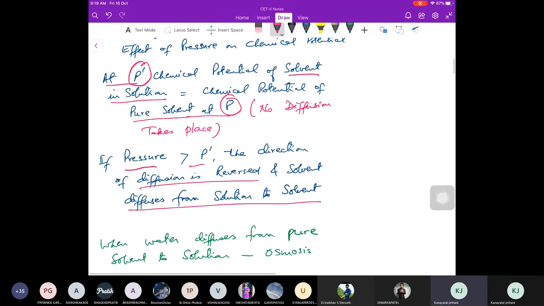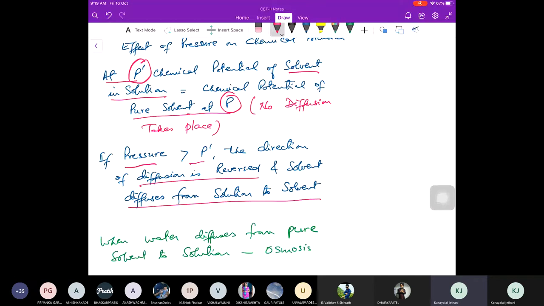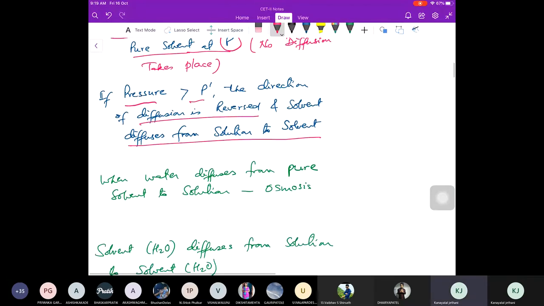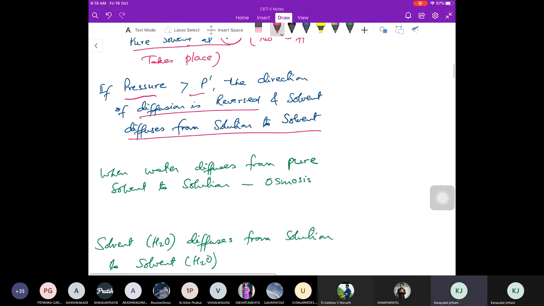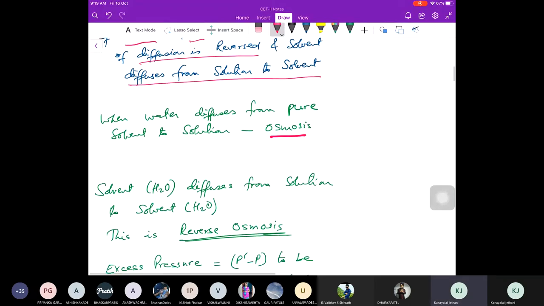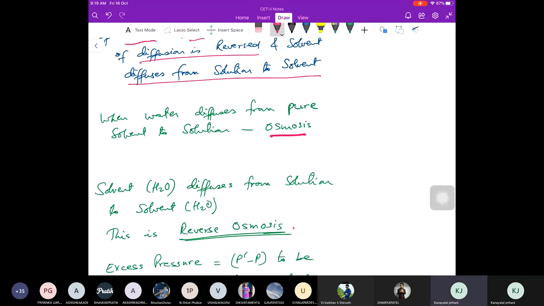And if you increase the pressure further, the pressure greater than P prime, greater than the pressure at which equilibrium is obtained, the direction of diffusion is reversed and solvent diffuses from solution to solvent. Okay. So when water diffuses from pure solvent to solution, it is osmosis. And when it diffuses from solution to solvent, it is reverse osmosis.